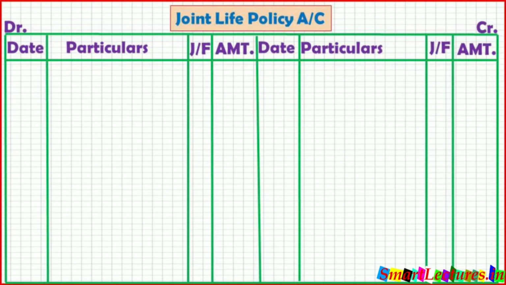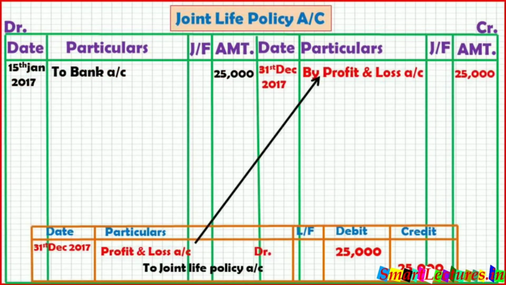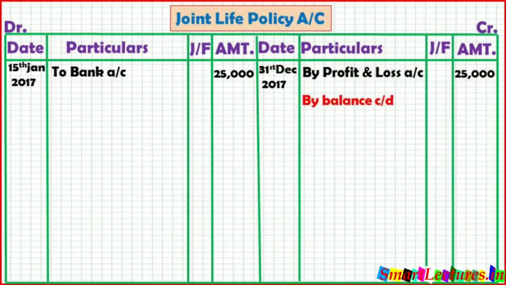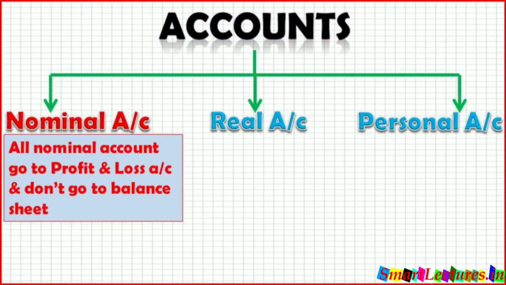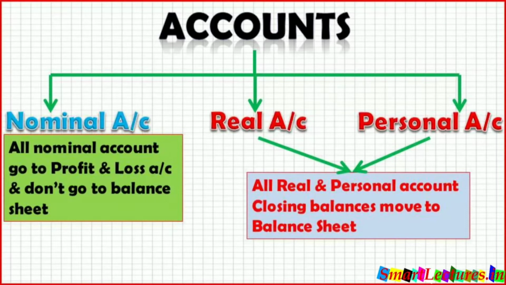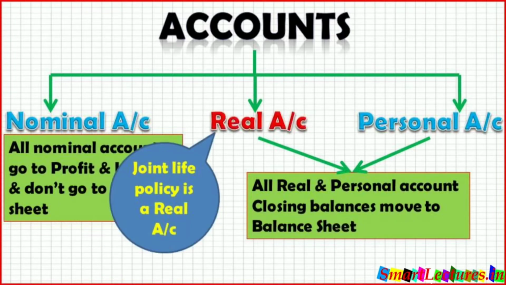If you look at the journal entries, on 15th January to bank 25,000 rupees, and on the credit side 31st December 2017 by profit and loss account and by balance c/d. Let me remind you, there are three types of accounts: nominal accounts, real accounts, personal accounts. All nominal accounts go to the profit and loss account and they don't go to the balance sheet. But all personal accounts and real accounts, their closing balances move to the balance sheet. So the balance sheet is a collection of the closing balances of personal and real accounts. Here the joint life policy account is a real account. This is an asset account.